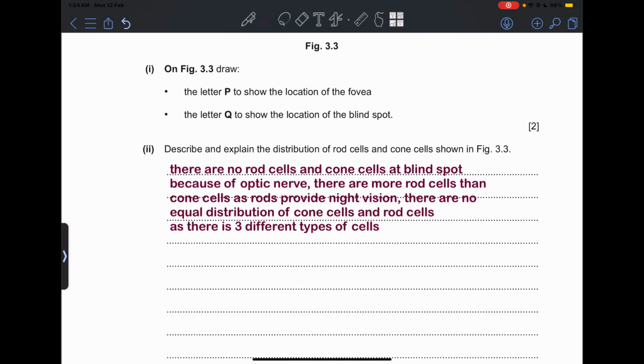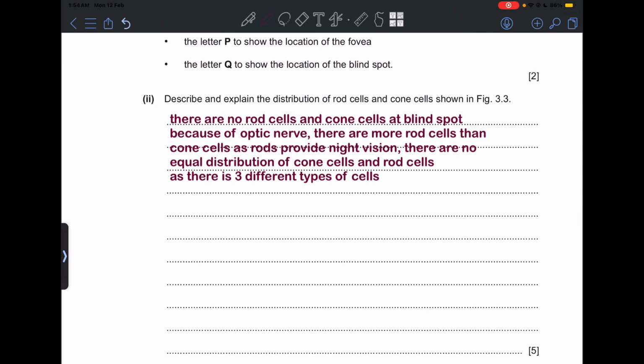Describe and explain the distribution of rod cells and cone cells shown in figure 3.3. There are no rod cells and cone cells at the blind spot, as we all know, so there's no vision as a result because of the optic nerve, and there are more rod cells than cone cells, as rods provide night vision. So we know that rods provide black and white vision, and the cone cells provide RGB vision, which means red, green, and blue, the colors that we see.